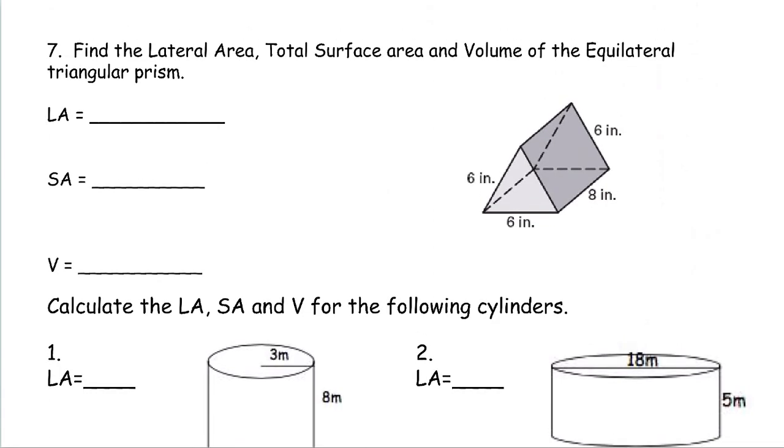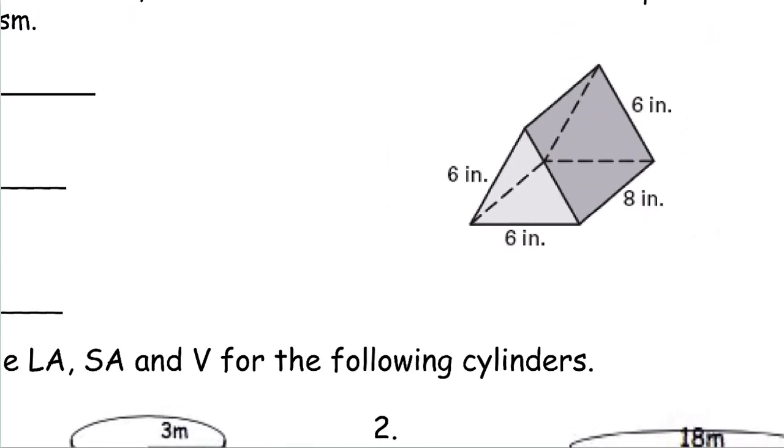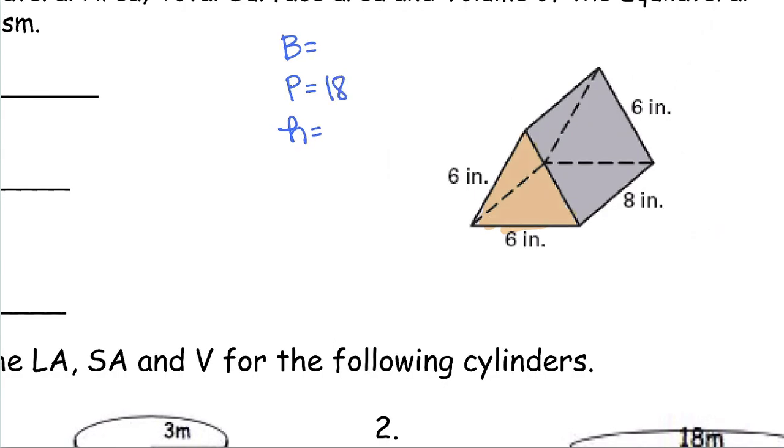Okay, find the lateral area, total area, and volume of this equilateral triangular prism. Triangular prisms are some of the most common that are messed up. So again, organize your thoughts. We want the area of the base, we want the perimeter of the base, and we want the height between the bases. Our base is this 6 by 6 by 6 triangle. This is where I really like to use Heron's. So let's go ahead and find the perimeter of our base. 6 plus 6 plus 6 is 18 inches.